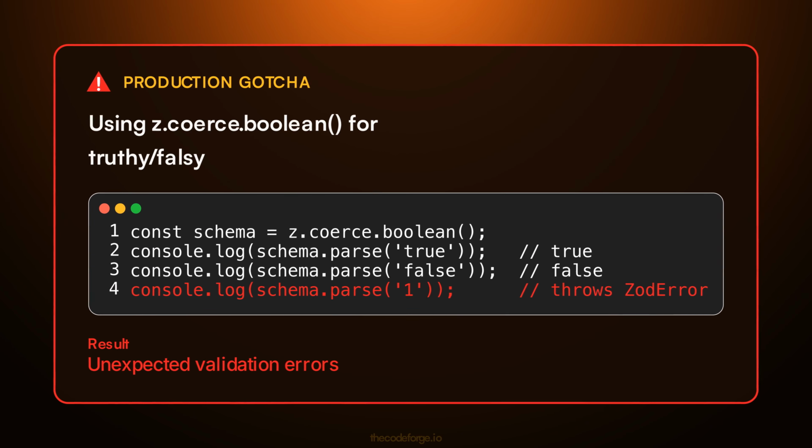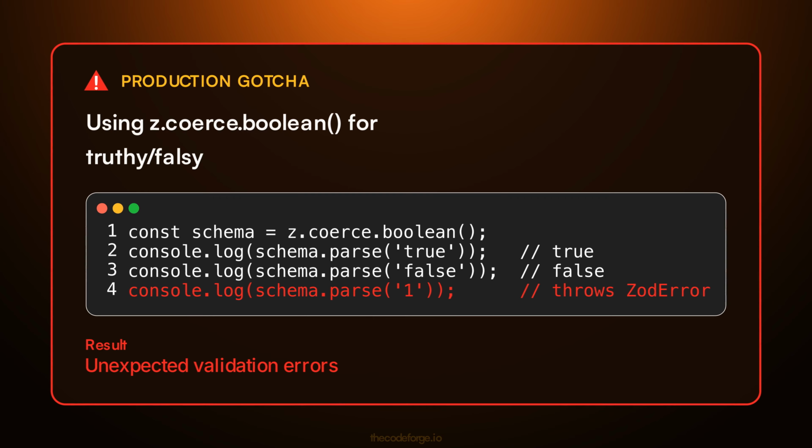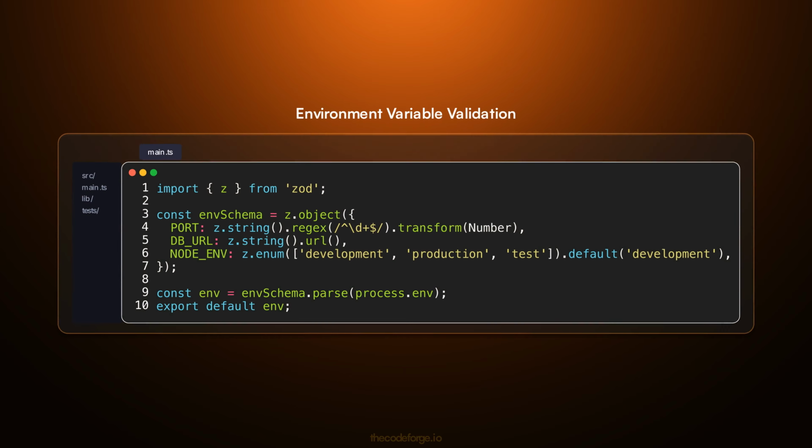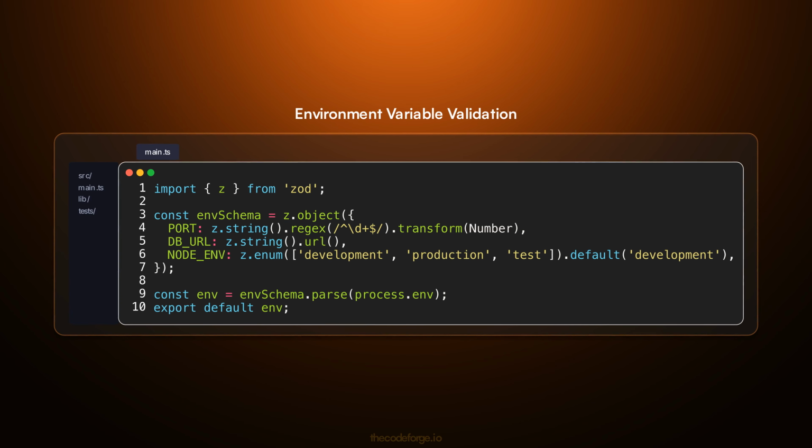z.coerce.boolean only accepts the exact strings true and false. Any other value like 1 or yes throws an error. Use a custom preprocessor for general truthy/falsy conversion. Validate environment variables at startup using Zod to fail fast on misconfiguration. This ensures all required env vars are present and correctly typed before the app serves requests.